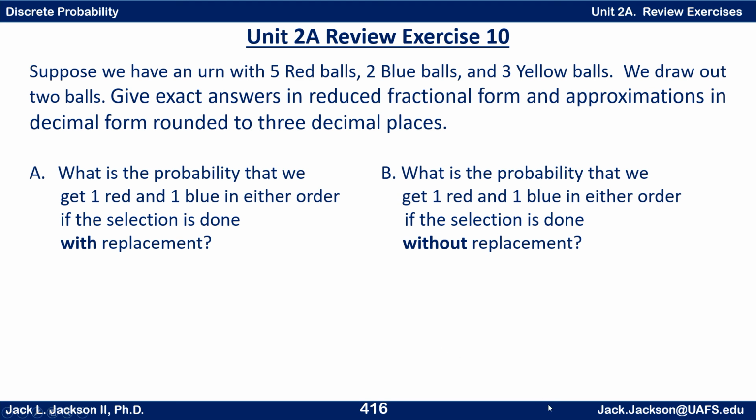Exercise 10. Suppose we have an urn with 5 red balls, 2 blue balls, and 3 yellow balls. We draw out 2 balls. Give exact answers in reduced fractional form and approximations in decimal form rounded to 3 decimal places. A. What is the probability that we get 1 red and 1 blue in either order if the selection is done with replacement? And B. What is the probability that we get 1 red and 1 blue in either order if the selection is done without replacement? Hint, do a probability tree.